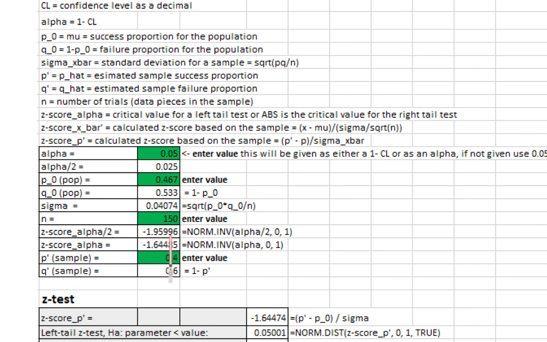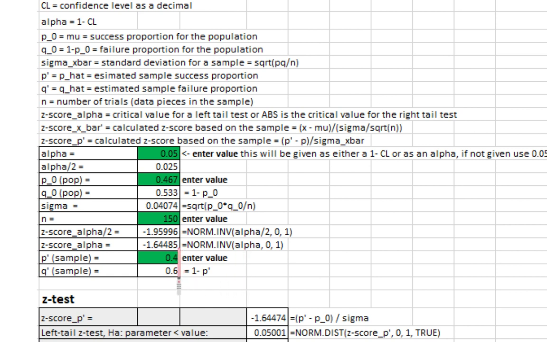It gives me my z-score if it's a two-tail test. It gives me my z-score for the alpha if it's a left tail test. I just take the absolute value of this if it's the right tail test. I then put in my P prime and my Q prime is calculated for me.